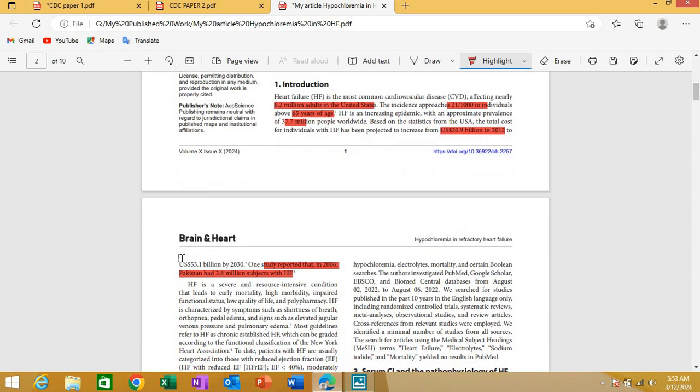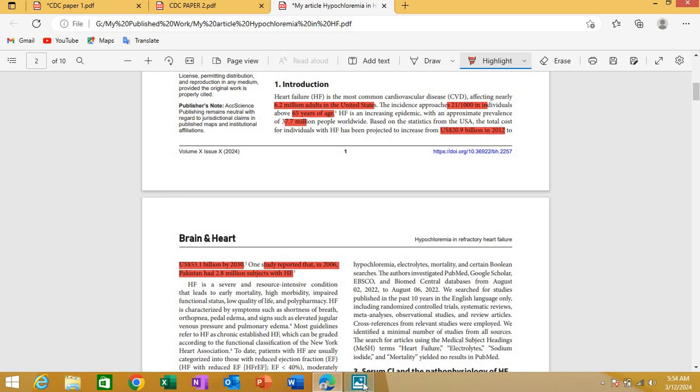From 20 US billion dollars to 53 US billion dollars by 2020. Thirty years, within 18 years it is expected to rise by more than 200%. That's from 20 billion dollars to 53 billion dollars. So see, my first paragraph is only talking about the numerical facts related to heart failure.